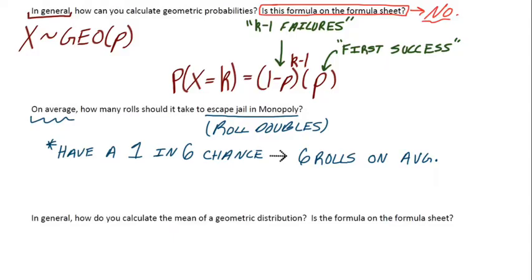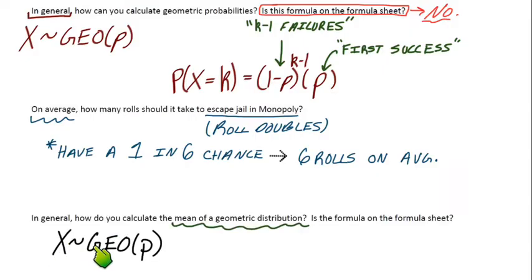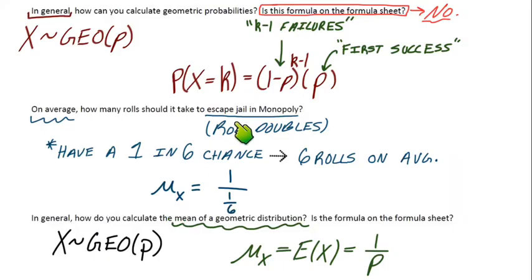Okay, but do I have a formula for this? How do I know what the mean of a geometric random variable is? So the next part says, in general, how do you calculate the mean of a geometric distribution? Is the formula on the formula sheet? So if x is a geometric random variable with probability of success p, the mean of x, or if you want to call it the expected value of x, they mean the same thing, is just 1 over p. Well, that's actually the same result we'd get in the rolling doubles example. If we did 1 over p, which was 1/6, 1 divided by 1/6 would be 6 rolls for our average.